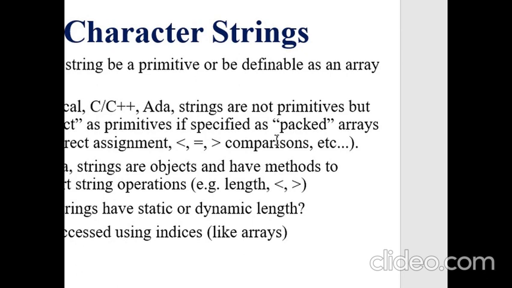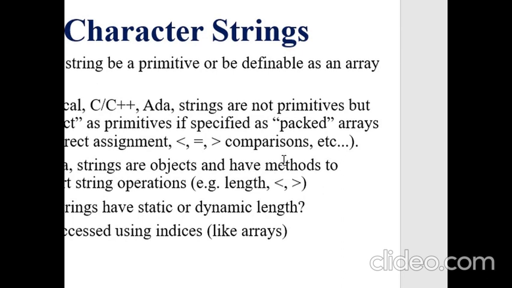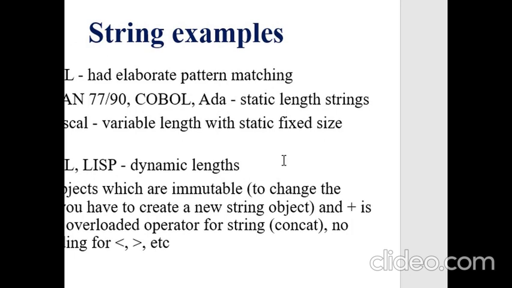In C, C++ and Ada, strings are not primitive, but are specified as arrays of characters, with library support for less-than or greater-than comparison, etc. In Java, strings are objects and have methods to support string operations, for example length. So a string has a static or dynamic length and can be accessed using integers. Some strings have elaborate pattern matching. Common Ada static length strings: the variable length is static, fixed strings.